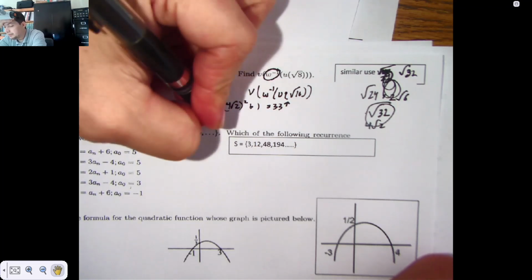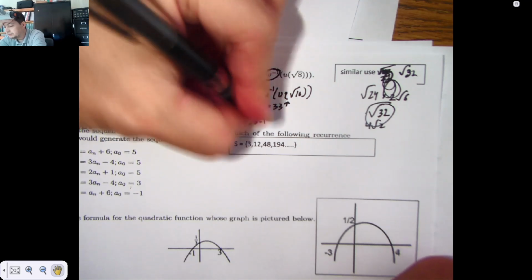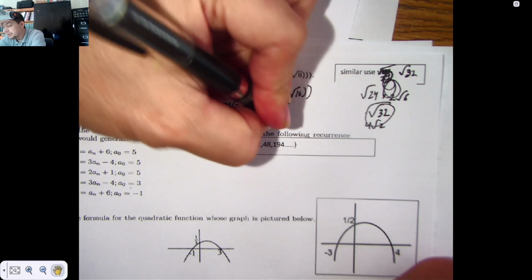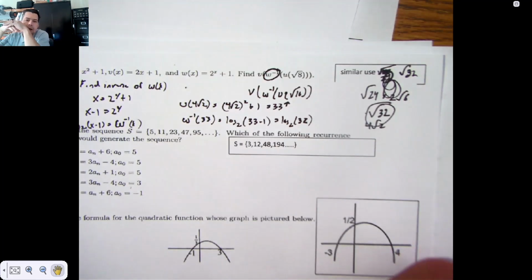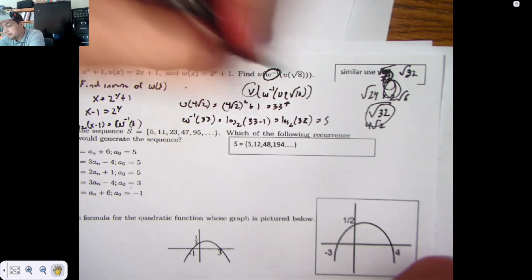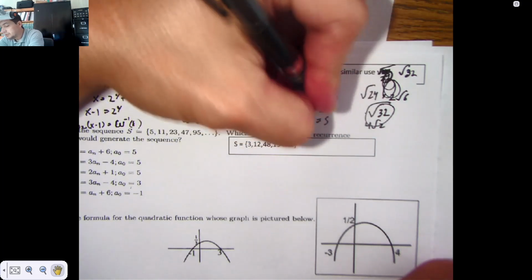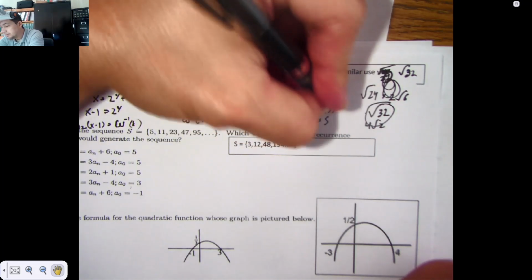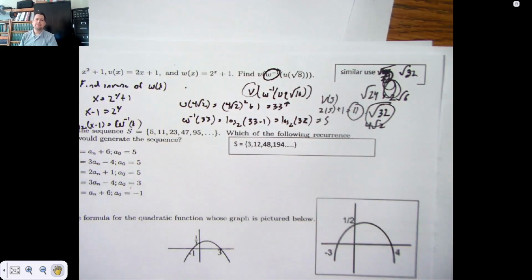here. It's log base 2 of 33 minus 1, which is log base 2 of 32. And that is asking what power of 2 creates a 32. And that answer is 5. Now I'm going to find v of 5, which is 2x plus 1. Twice 5 plus a 1, that's 11. A whole lot of scattered stuff there, but whatever.